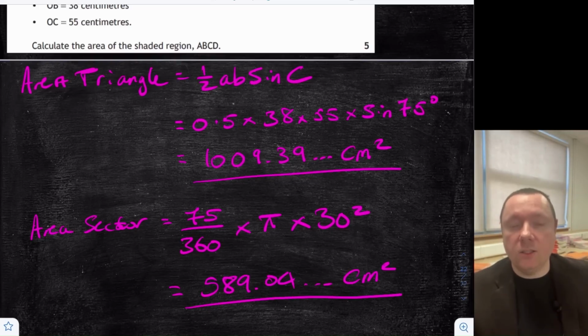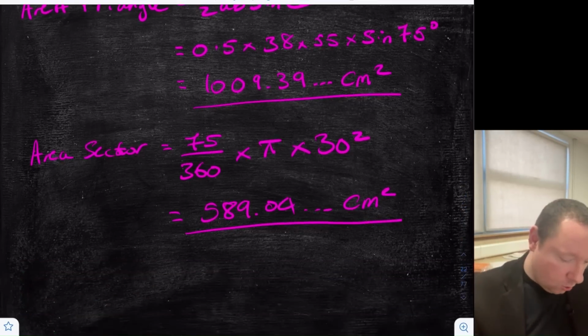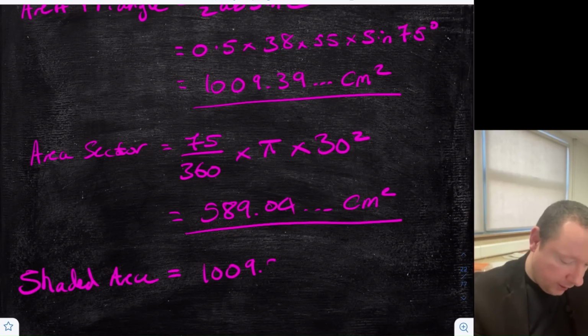There's 2 more marks. The next mark is for working out the triangle minus the area of the sector and writing that down. So our shaded area is equal to 1009.39 minus 589.04.